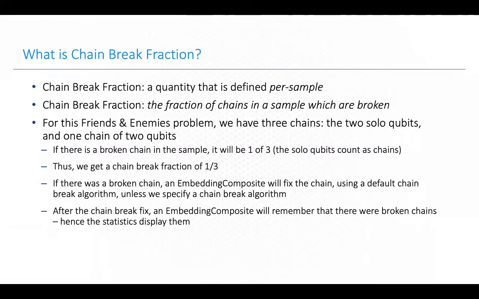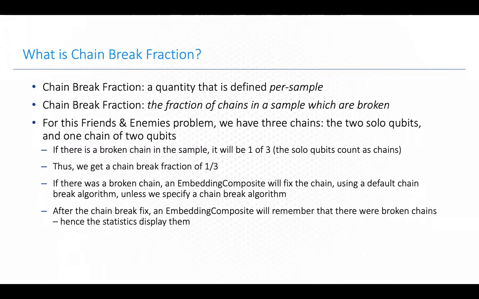Now there's some really interesting stuff underneath here, which I don't have time to go over. If there is a broken chain, you can specify an algorithm that applies a fix to it. Majority vote is one of them. That's the default, but there are others. And after the fix, the embedding composite will display them in the statistics. So there's a lot of nice features here.